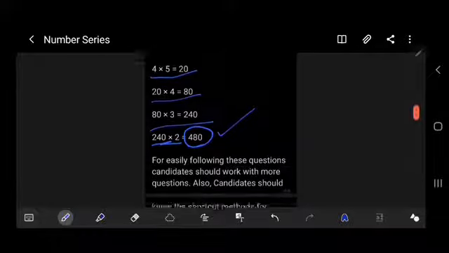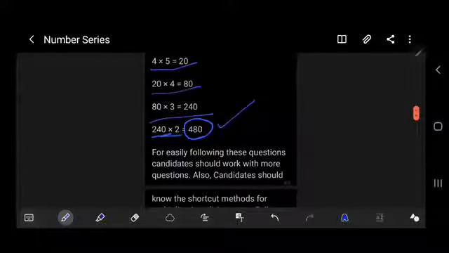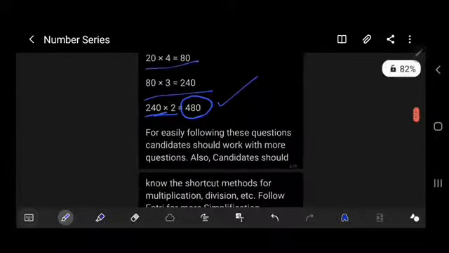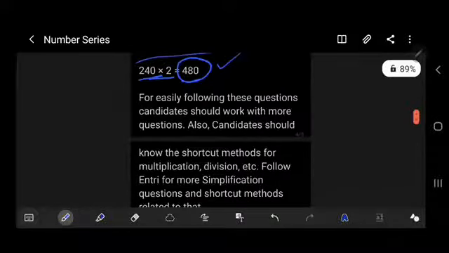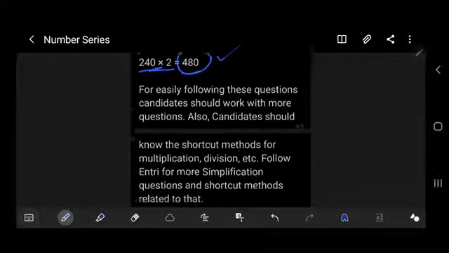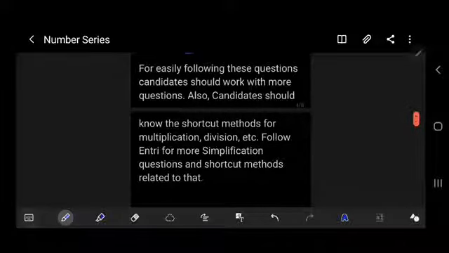To easily follow this question, the candidate should work through some questions. Also, the candidate should know shortcut methods for multiplication, division, etc. Thereafter, follow the entire simplification questions and shortcut methods related to that.